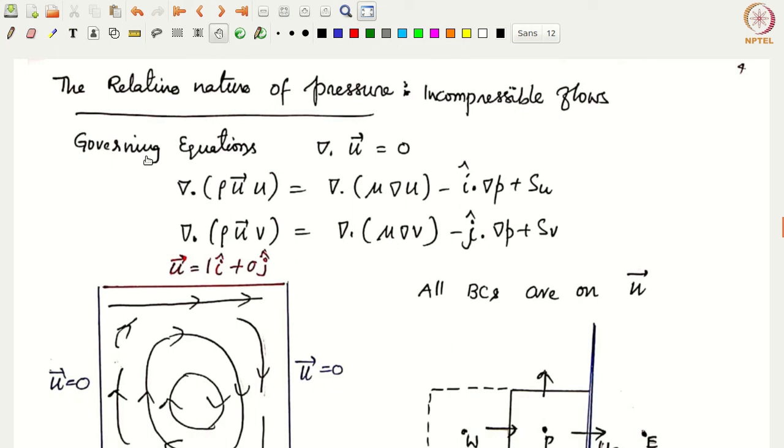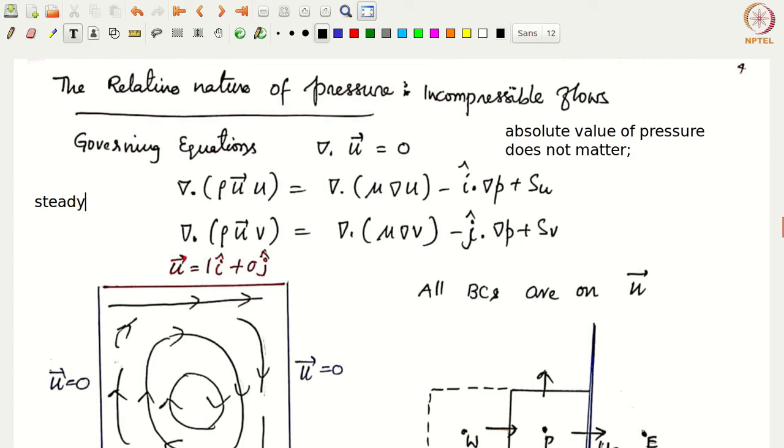So in the context of incompressible flows, we say that the pressure has got a relative nature. That means the absolute value of pressure does not matter, because it doesn't feature in the equations. It's the gradient of pressure that features in the governing equations, which are basically del dot u bar equal to 0.